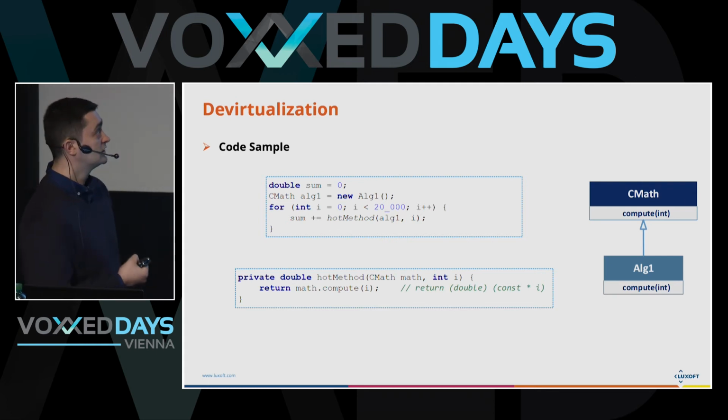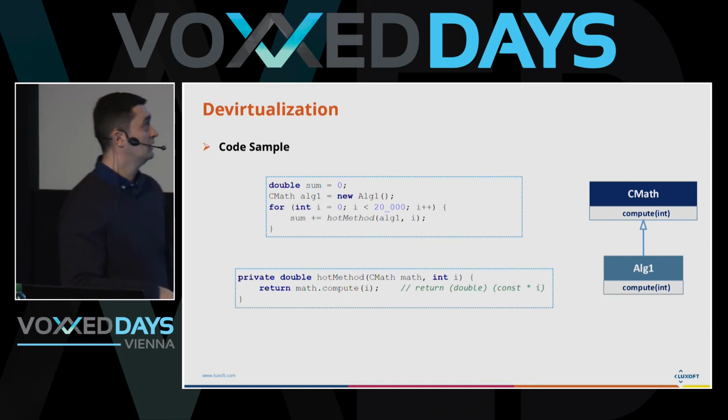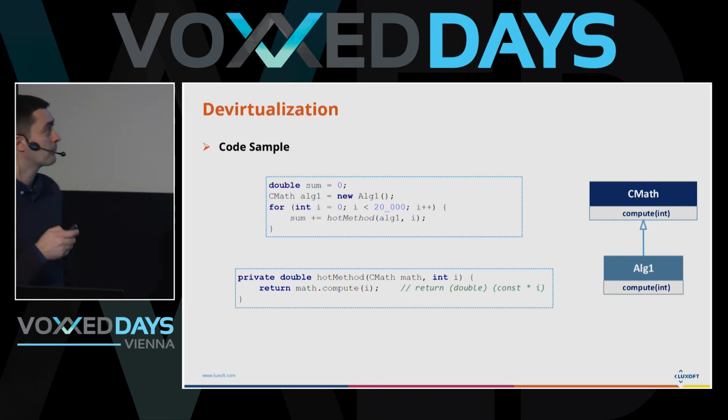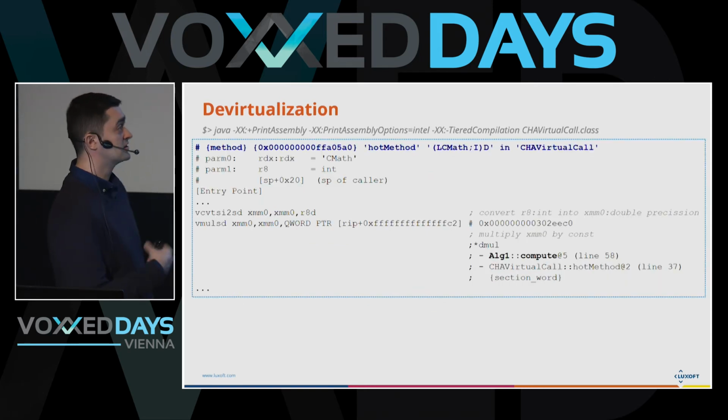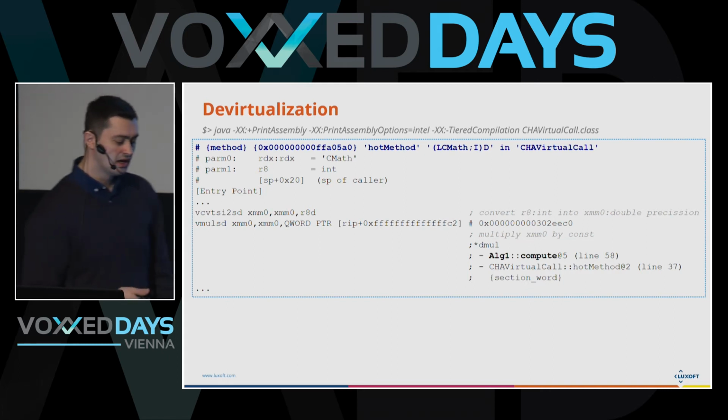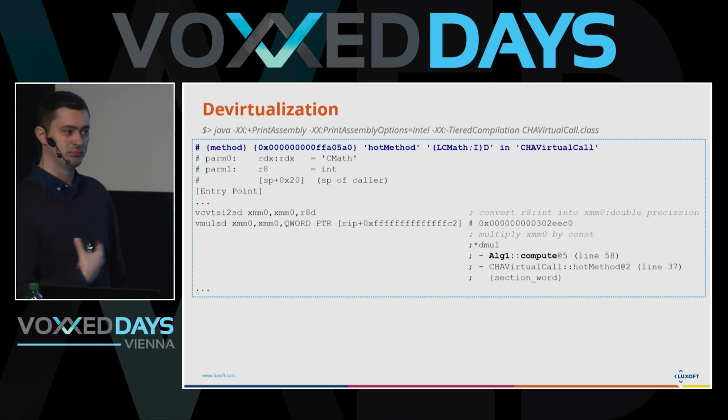And if we have to test it, I put this in a long-running loop, and inside the loop I call the hot method, and inside the hot method I say mat.compute. What mat.compute does internally is return the I multiplied by a constant. So, a very basic implementation. Afterwards, I started my program again with print assembly, because I was curious how the just-in-time compiler handles these virtual calls, because mainly it's a virtual call, a polymorphic call.